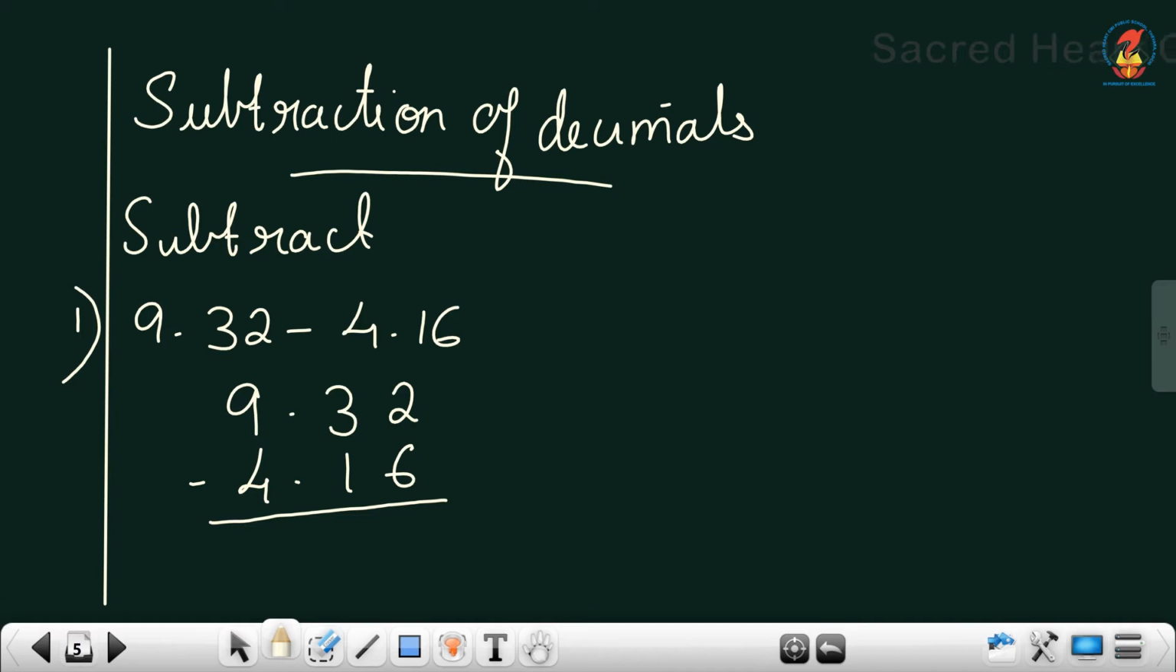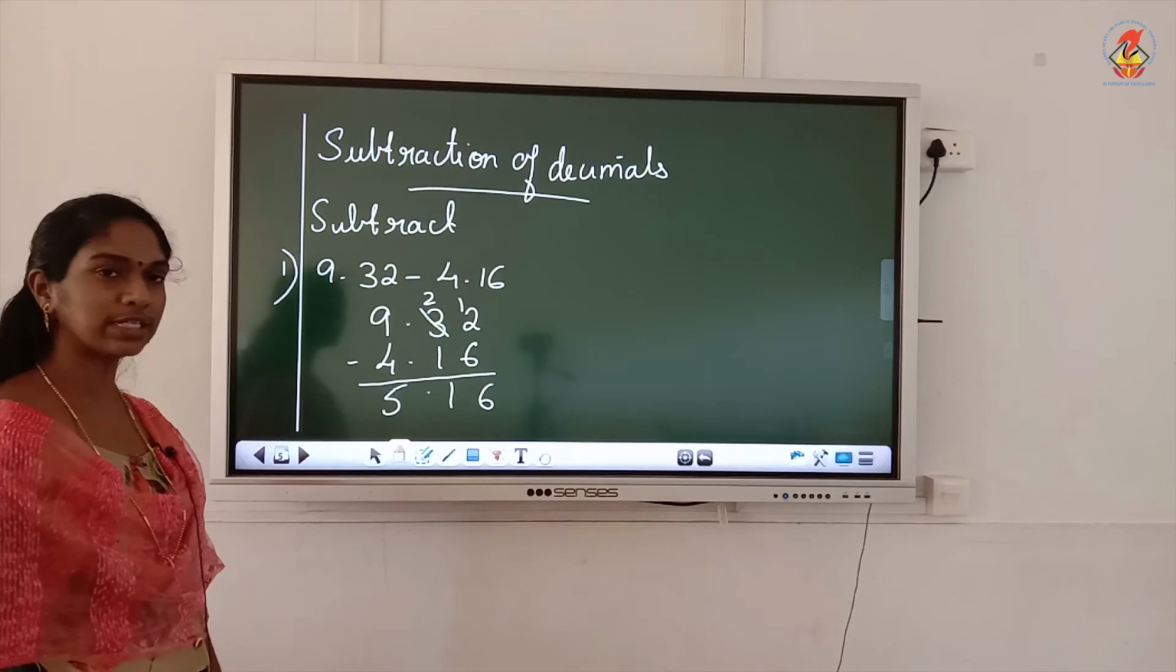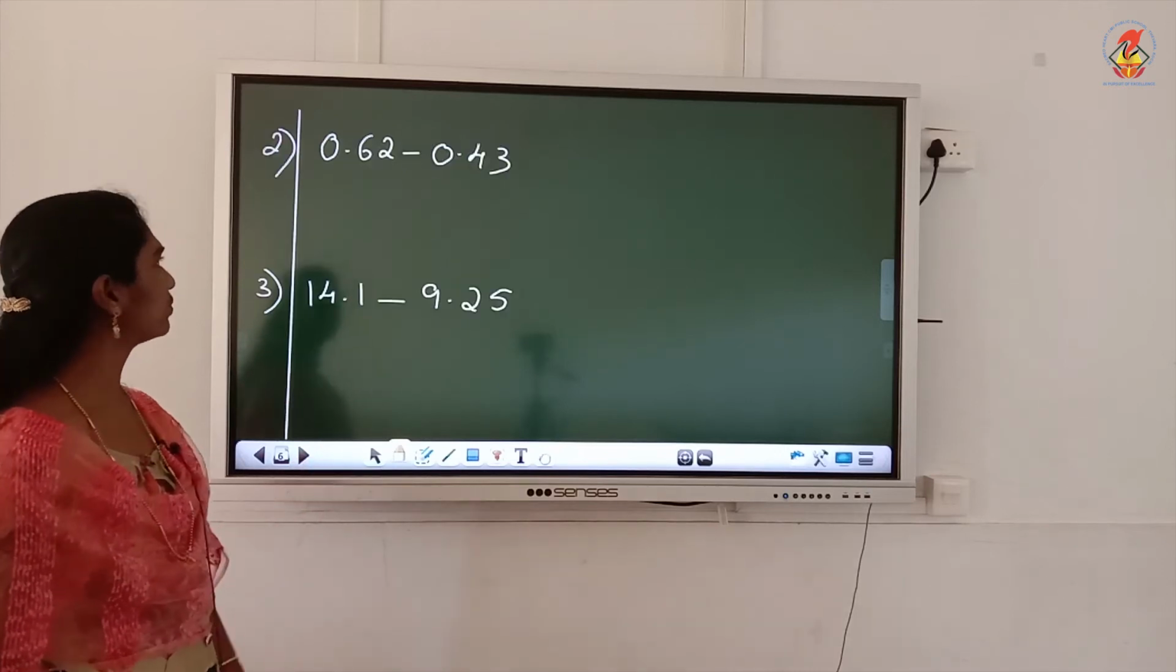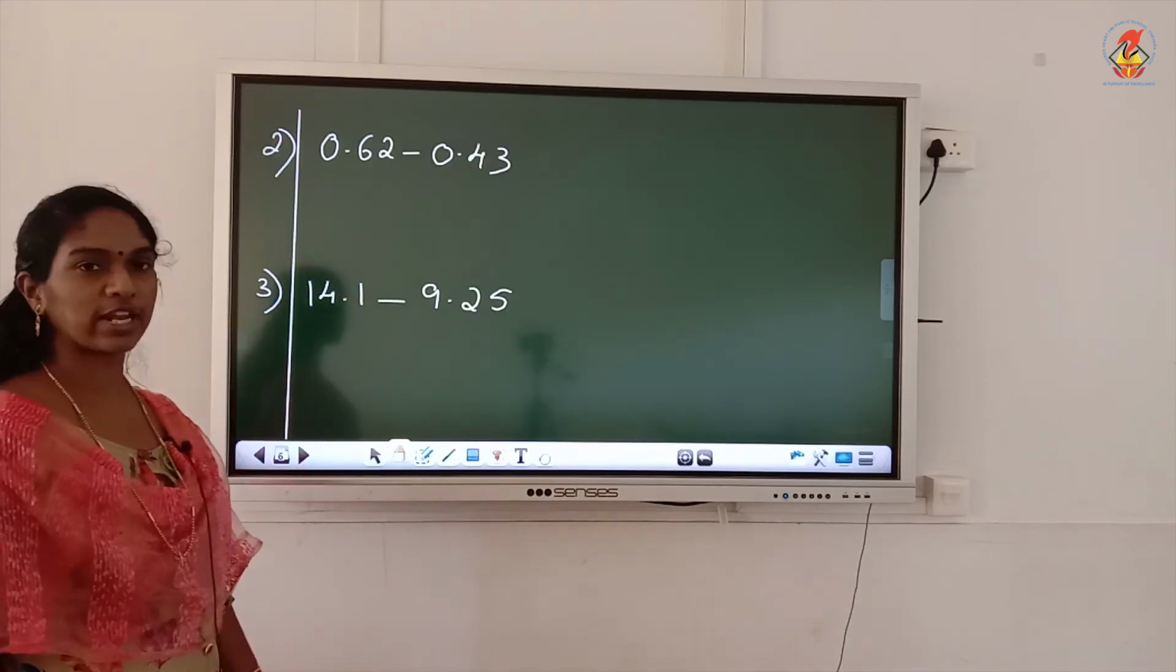2 minus 6 is not possible. Borrow. From 3 I borrow, it becomes 2 and this becomes 12. 12 minus 6 is 6. 2 minus 1 is 1. And 9 minus 4 is 5. So 5.16. Clear?